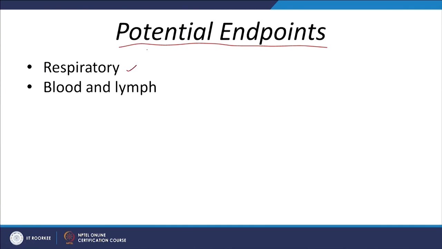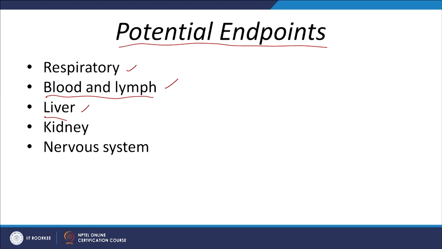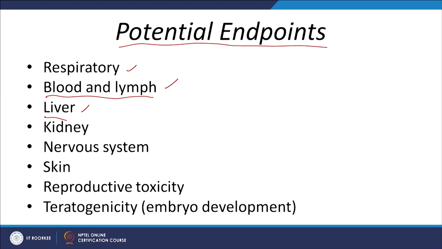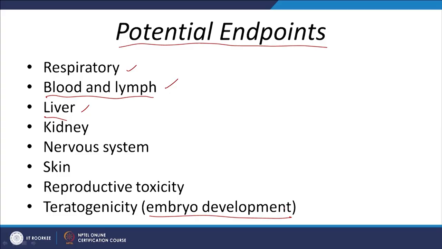So what are the typical endpoints now, right? It could be the lungs, the nervous system, and different aspects we are going to look at. Certainly the respiratory system, blood and the lymph nodes, obviously, right. Lymph nodes are typically prone to cancer, the liver, the kidney, obviously, the nervous system, skin, reproductive toxicity, and finally effects on embryo development, right. So these are the typical endpoints usually affected by various toxic substances or carcinogens, right. Obviously the respiratory system, blood and lymph nodes, liver and kidney are the cleaners of our body, right.